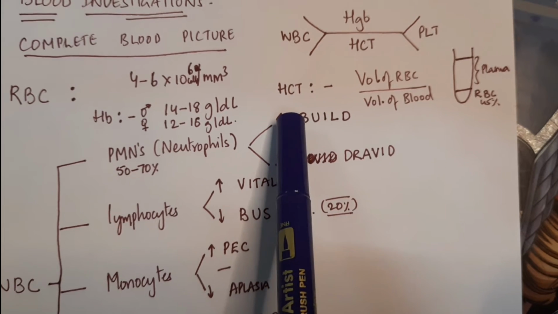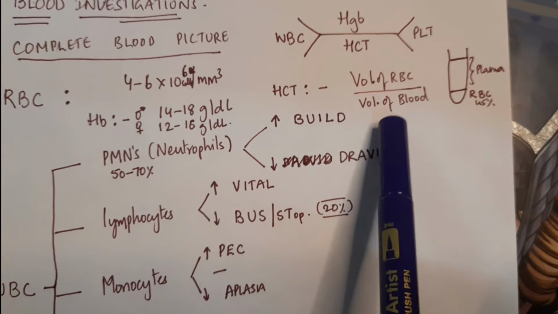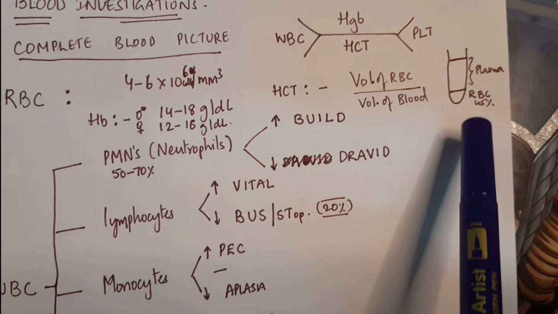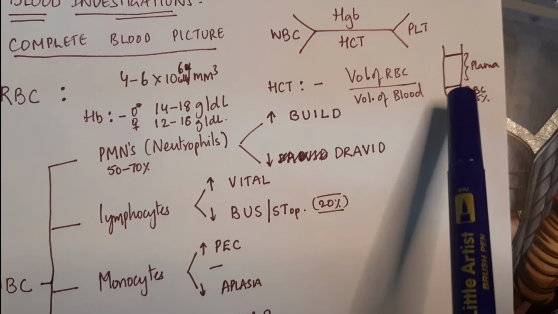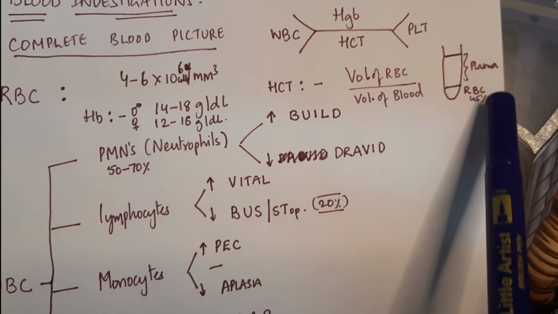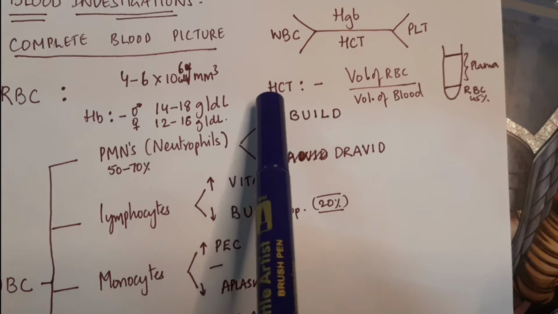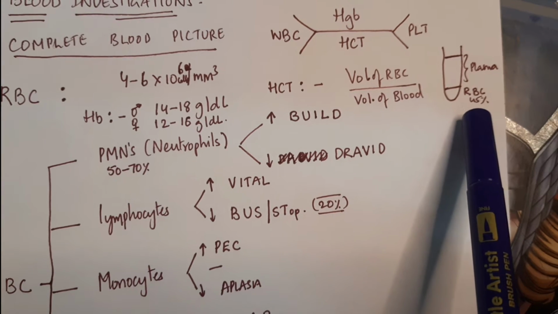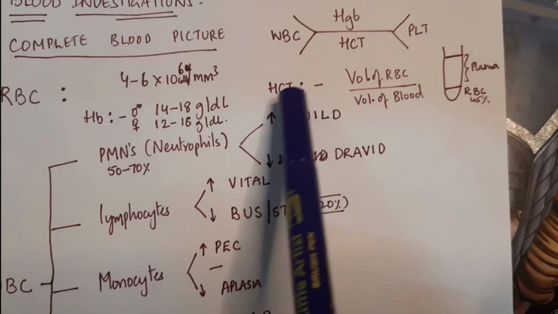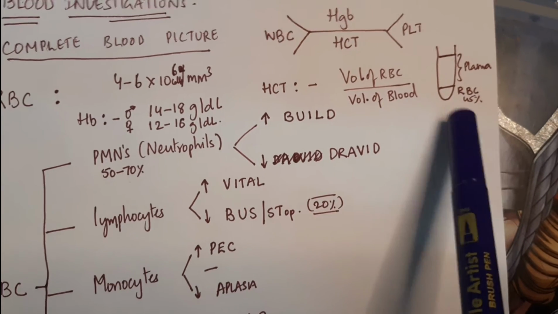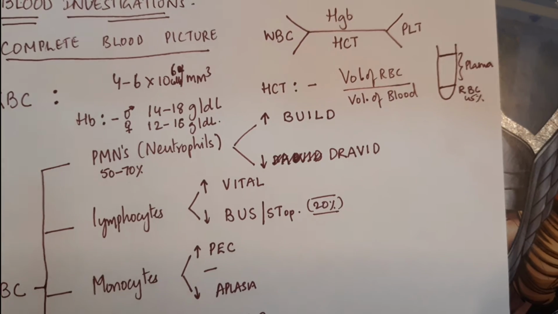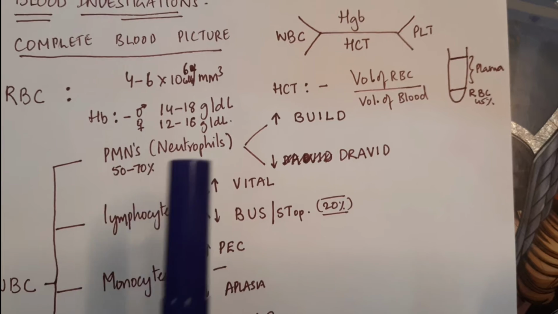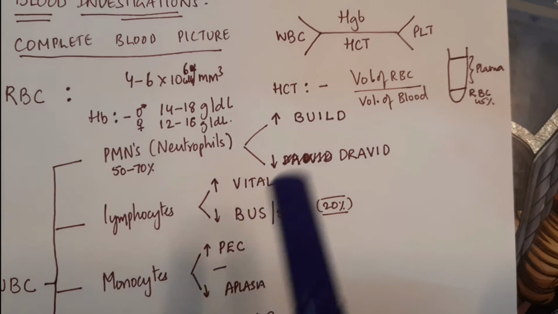Now the hematocrit value is the volume of RBCs in the volume of blood, whatever volume you are assessing. Basically they put it in a test tube, they wait for the RBCs to settle. Generally the hematocrit value is 45%. In females it is 40, in males it is approximately 45%. So this is also a PG question, 45% and 40%. Remember that. Then the RBCs, if they are less, they are anemic. So we will discuss anemia separately.